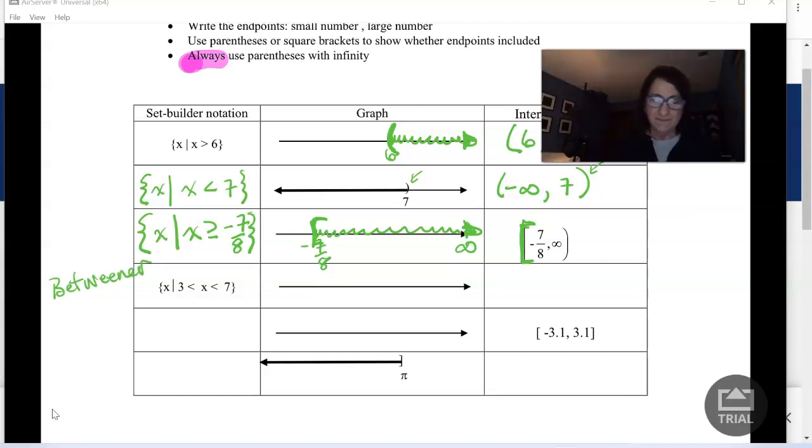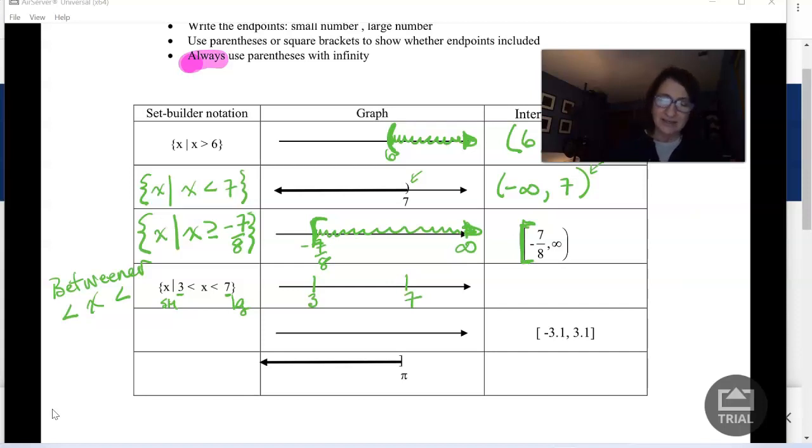So what I mean by that is our set is going to be between 3 and 7. And betweeners always are the format where you have two less than signs and you have your variable in the middle. You have your smallest number on the left and you have your largest number on the right. That is the format all the time. So this makes it really easy to graph. We know that we're between 3 and 7.